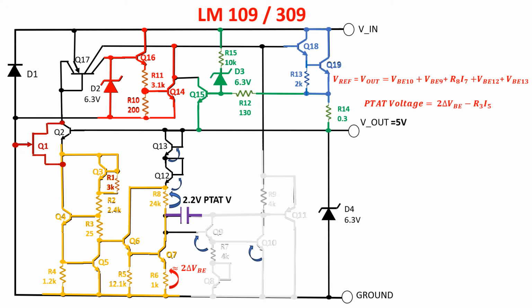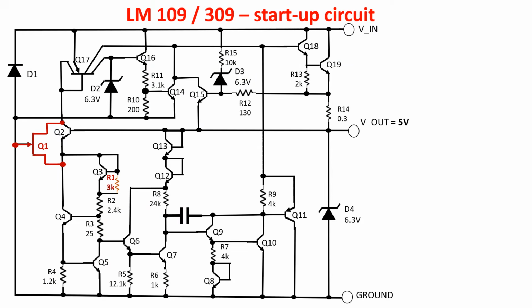Another protective feature of the regulator is the crowbar clamp on the output. If for some reason the output voltage tries to rise, D4 will break down and limit the voltage to a safe value. Moreover, if the input voltage tries to reverse, D1 will clamp this for currents up to 1 amps. Let's see the startup circuit.